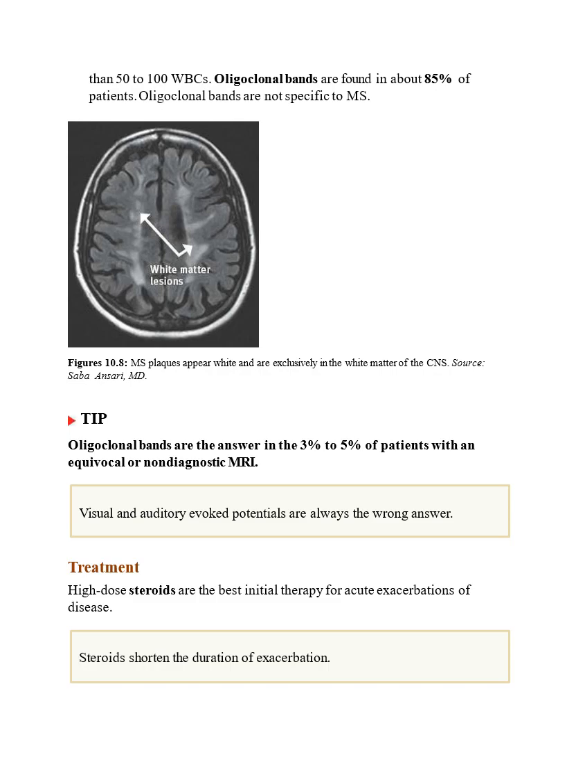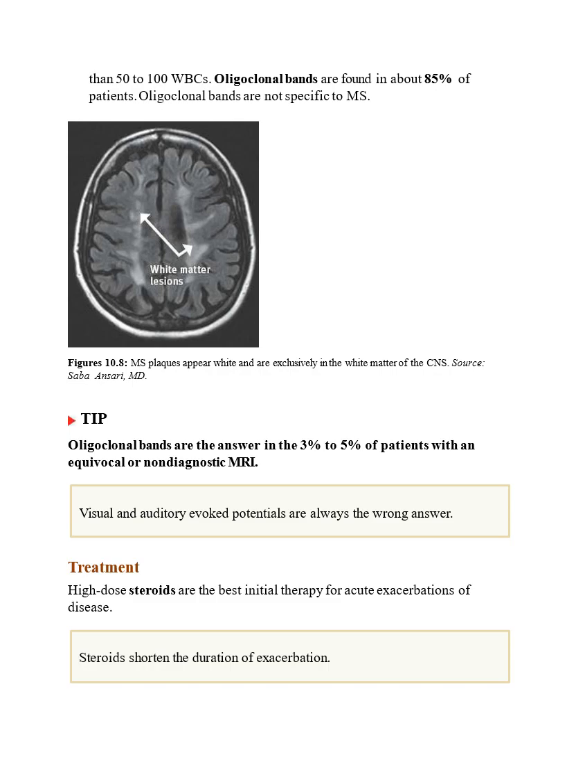Oligoclonal bands are not specific for MS. On figure 10/8, we'll see MS plaques appear white and exclusively in the white matter of the CNS. We have so-called white matter lesions.